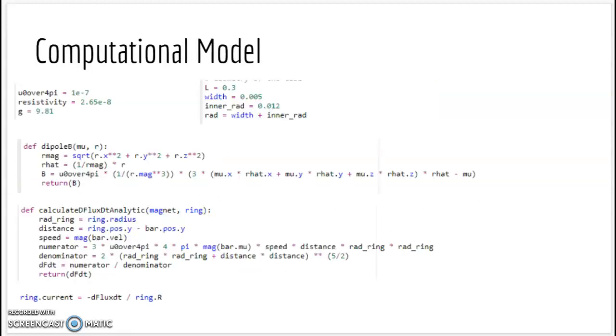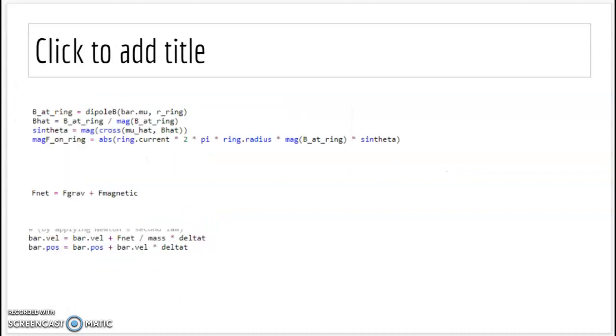So the computational model. This first part is the physical constants. The second part is the dimensions of the tube. This third one is the function to calculate the B field of a bar magnet, while this fourth one is the rate of change in the magnetic flux through a ring. And this tiny little one right here is the current induced in each ring.